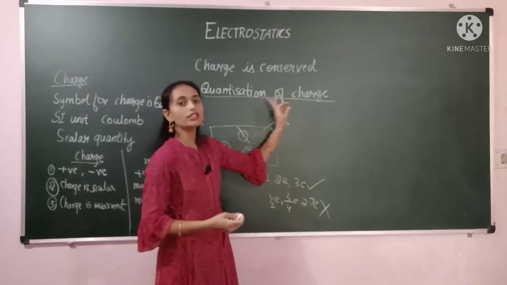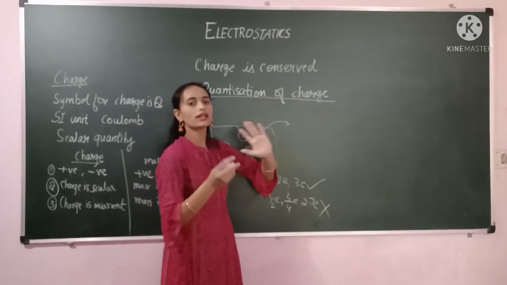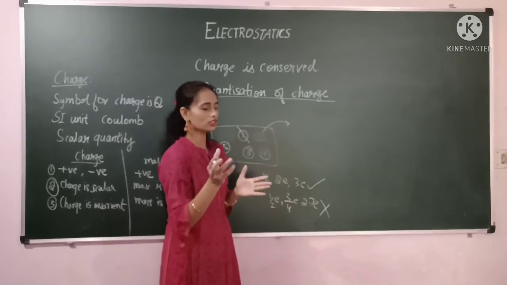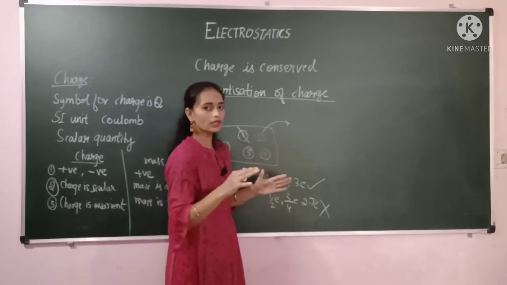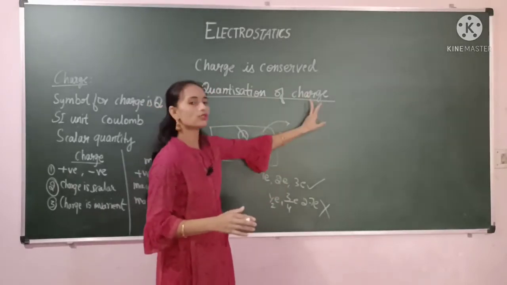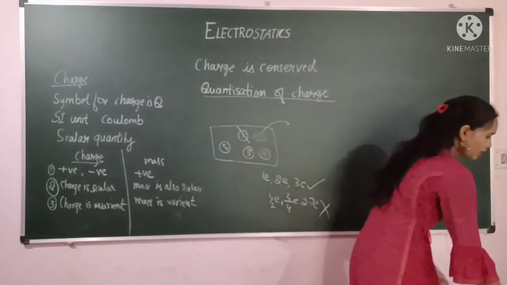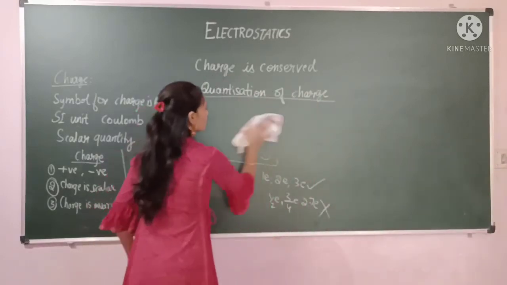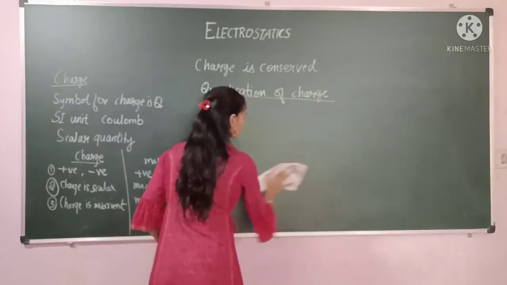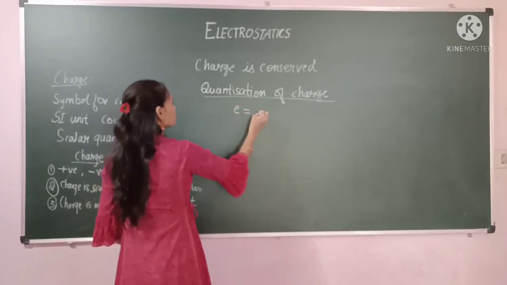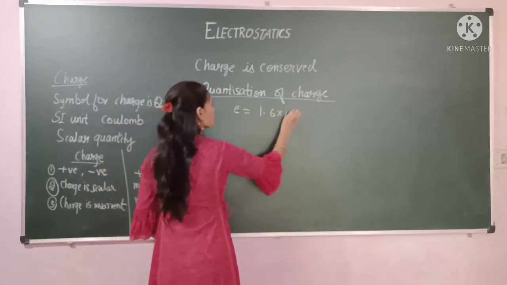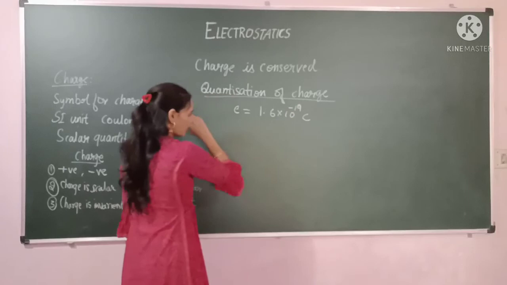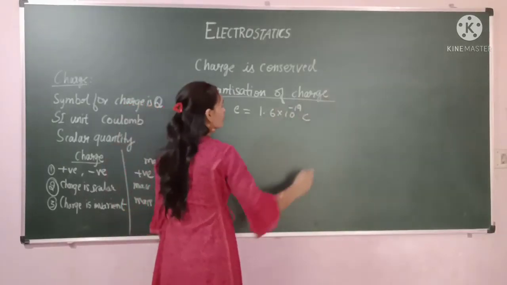Charge is quantized, exists in integral multiples, meaning charges cannot be divided; it always exists in a packet form. So this is called the quantization of charge. So next, what is the value of charge? What is the smallest unit of charge? The charge of an electron is 1.6 into 10 to the power of minus 19 coulomb. So this is the value of charge that we can transfer.